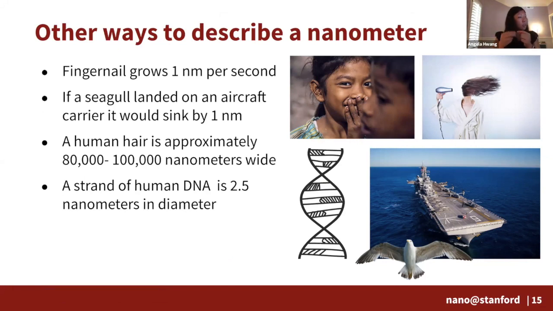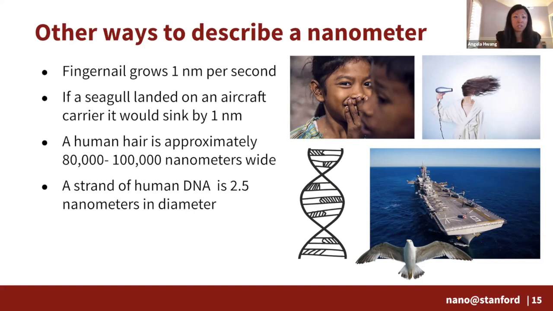Your human hair is, again, about 80 to 100,000 nanometers wide. One strand of human DNA is about 2.5 nanometers in diameter. So that's inside of your cell nucleus is your DNA, and it's that small. And I think another fun, interesting one is if a seagull landed on an aircraft carrier, it would sink by 1 nanometer. So think of an aircraft carrier that carries planes, which I think is crazy. If a seagull landed on it, it's such a small weight, but it would actually sink the aircraft carrier just by 1 nanometer.